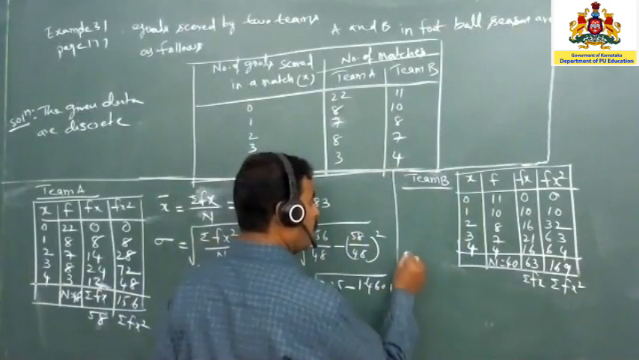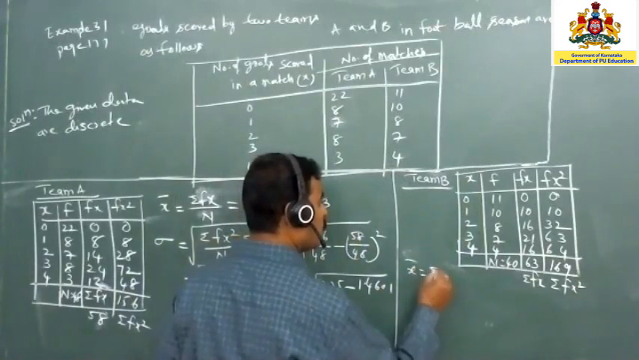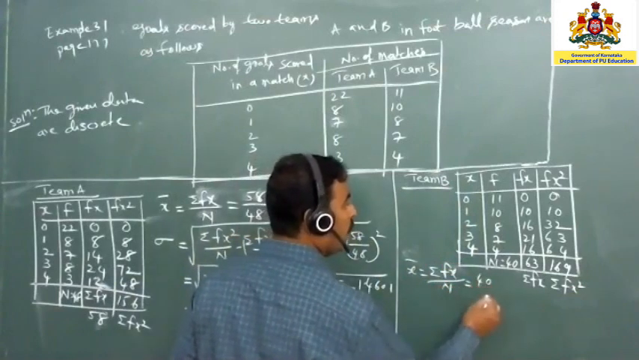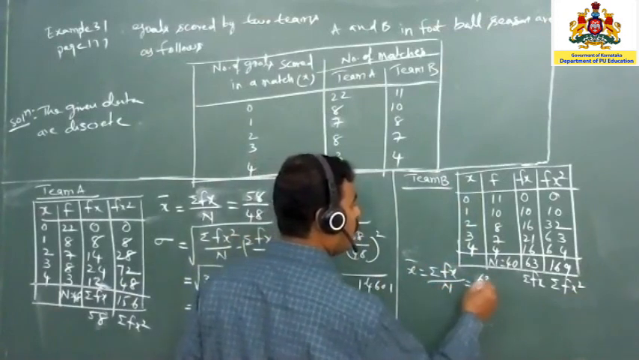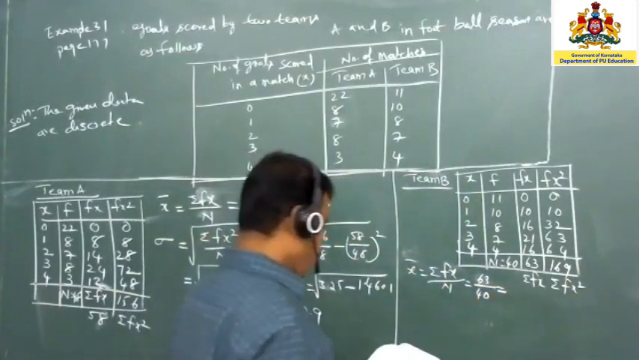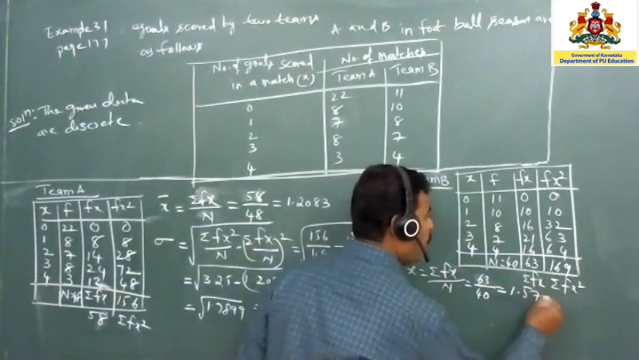Therefore, the mean x bar equals summation fx by n, which is 63 by 40. The mean is 1.575.